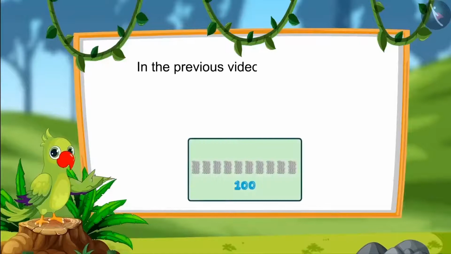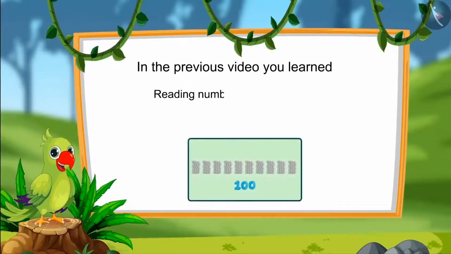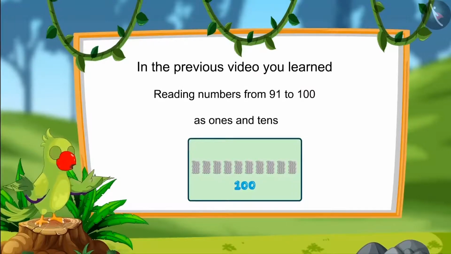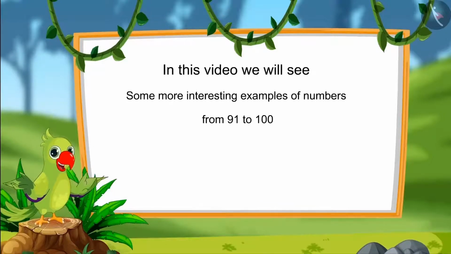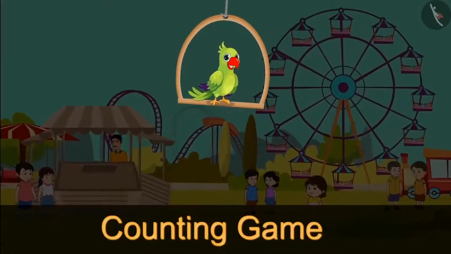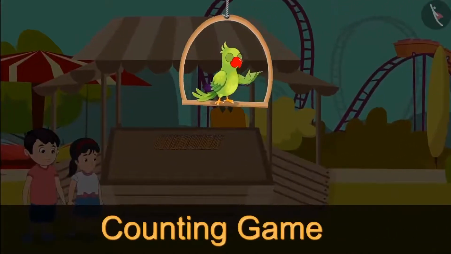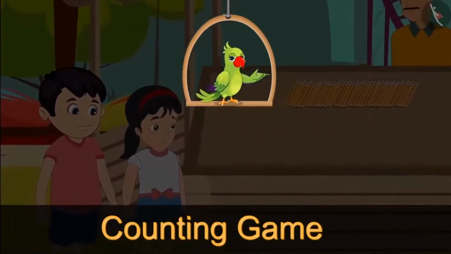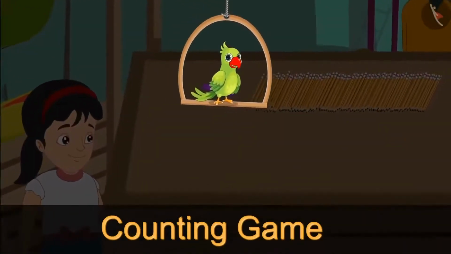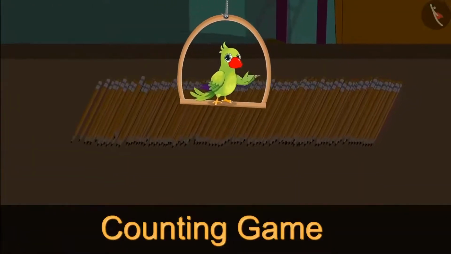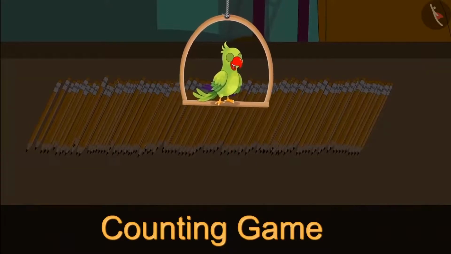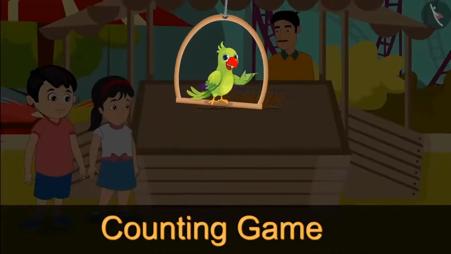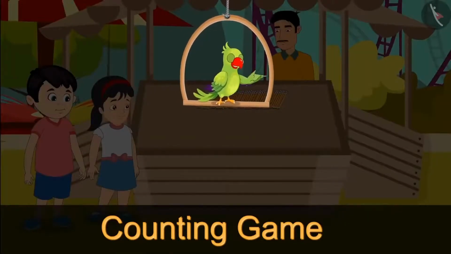Hello children, in the previous video you learned numbers from 91 to 100 and read those numbers as ones and tens. In this video we will see some more interesting examples of those numbers. Nowadays there is a fair near Chotu's house. Chotu and Pinky have also gone to the fair. They liked a game at the fair. In this game, they are given lots of pencils and they have to count them as quickly as possible. The one who tells quickly gets the reward.